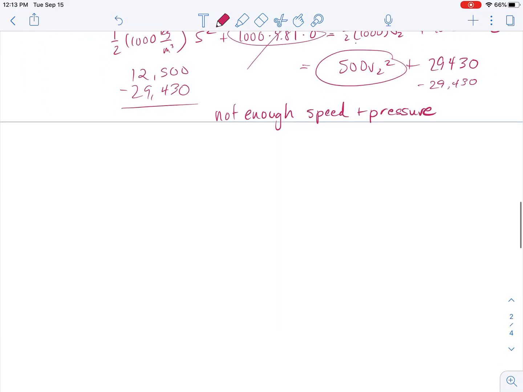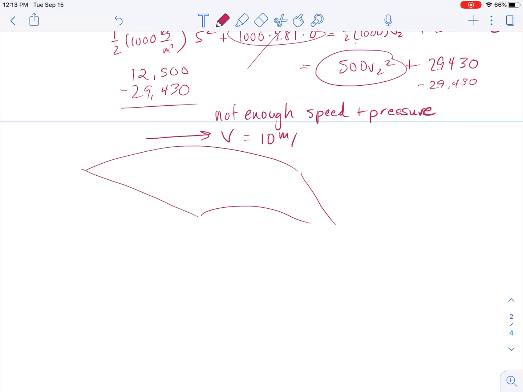Okay, I'd like to go over one other type of problem. Let's do the problem where I had the piece of paper and I was blowing over the top of the piece of paper. And let's say that I was blowing air at a speed of 10 meters per second. Let's look at what kind of pressure difference that would cause.